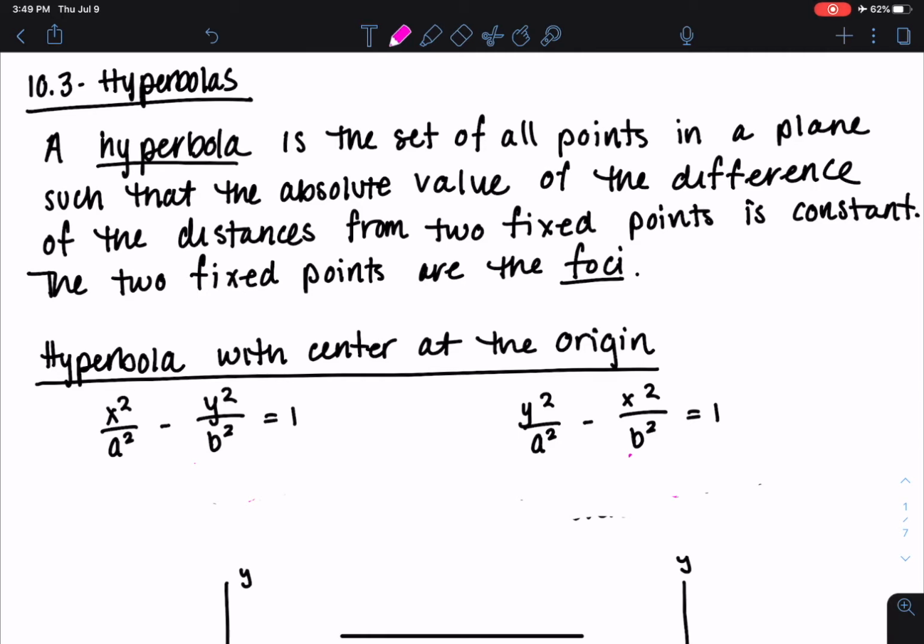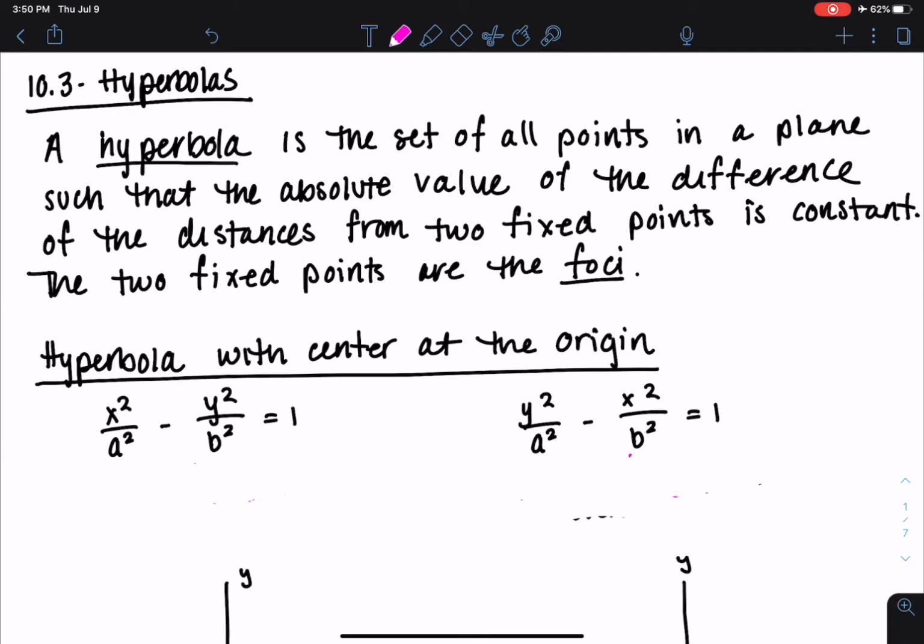So the next type of conic we're going to talk about is a hyperbola. Just like we defined both the circle and the ellipse by some type of constant proportion or constant sum of distance between some fixed points, the hyperbola is going to be the same way. In this case, the hyperbola is the set of all points in a plane such that the absolute value of the difference of two distances from two fixed points is constant. And those two fixed points again are called the foci.